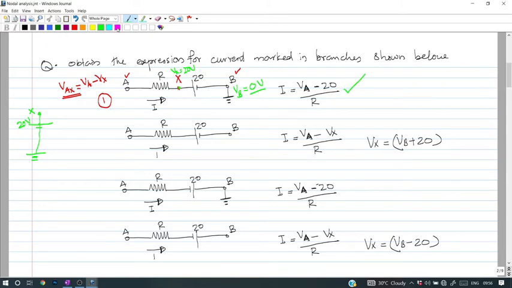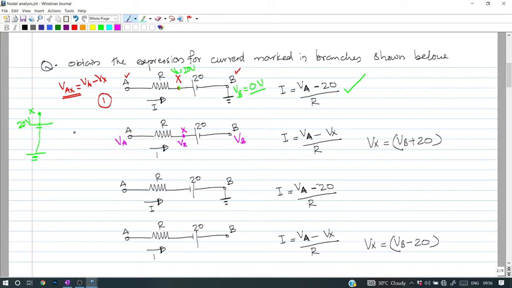The next question is somewhat similar to this one, but this point B is not grounded. So we can assume the potential at this point as VB, and the potential at this point as VA. Similar to the earlier case, say this point is denoted by X. So what is the potential of X? Let's denote it by Vx.